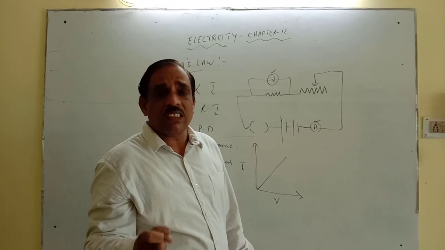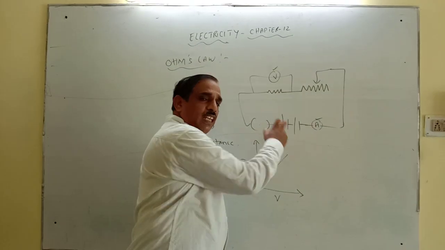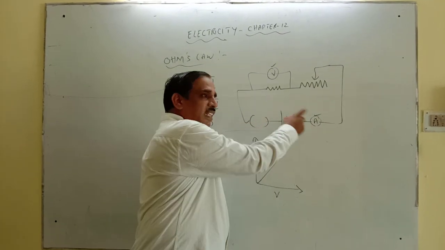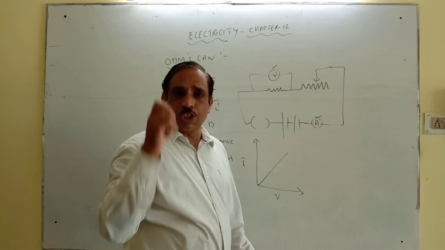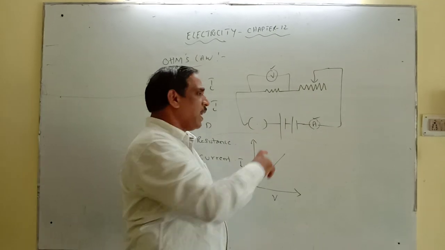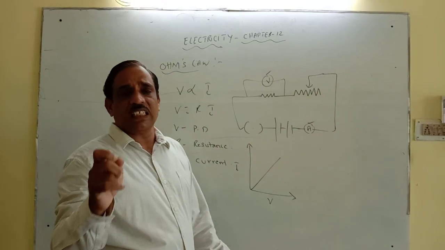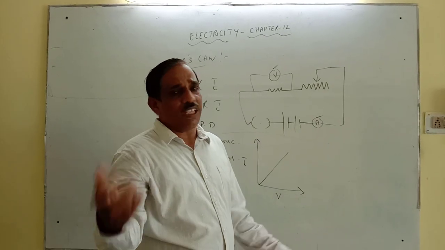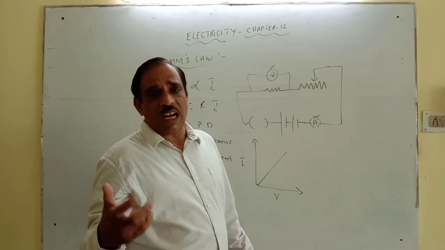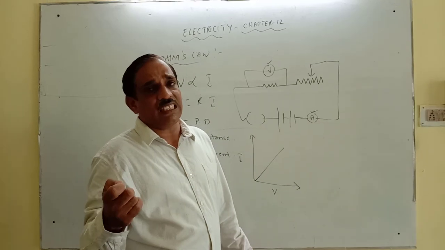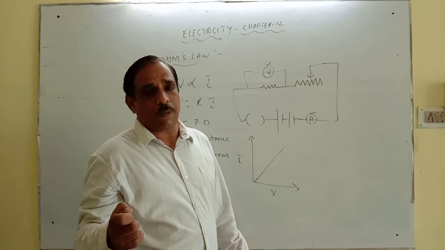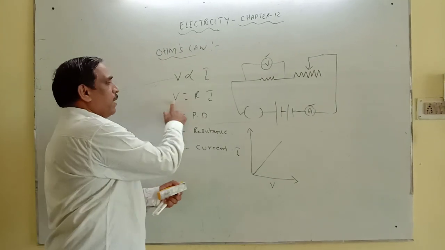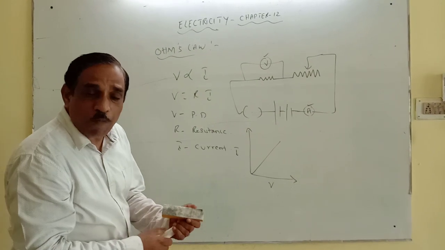To avoid this, we have to keep shutting off the current after taking each reading. Switch off the switch, take the reading, and then once again switch on, take the reading and switch off. Don't pass current continuously. So one direct question is what is Ohm's law and write its limitation, and the limitation is that it is applicable at constant temperature.